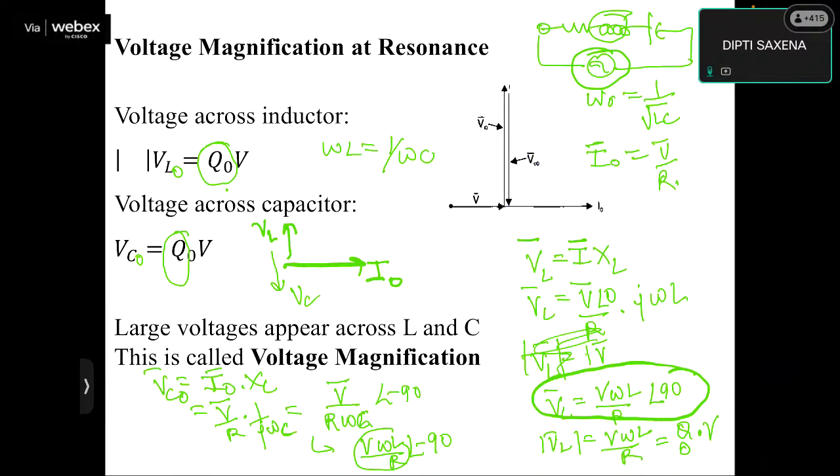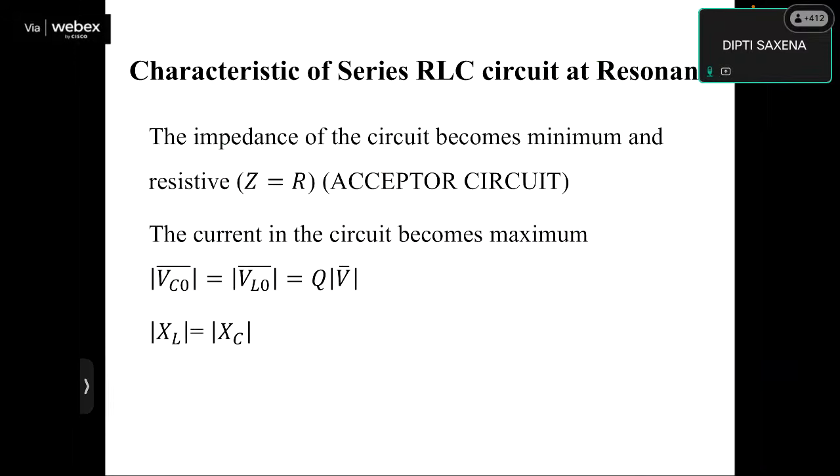So VL and VC are opposite to each other in direction. They are equal in magnitude, or you can say at resonance there is a magnification of voltage across the two elements, that is, across the inductor and across the capacitor. However, both of them cancel each other because the magnitude is equal and the direction is opposite. So the phasor addition will contribute zero, and hence the only voltage left is the resistive voltage.